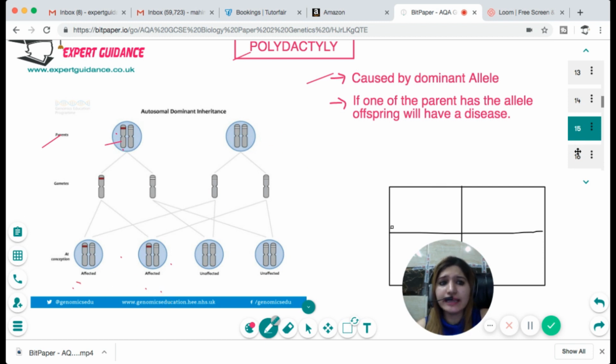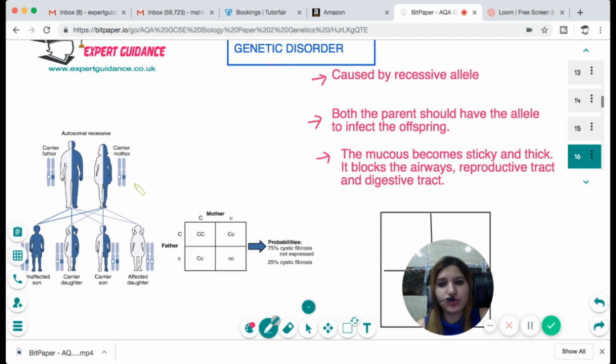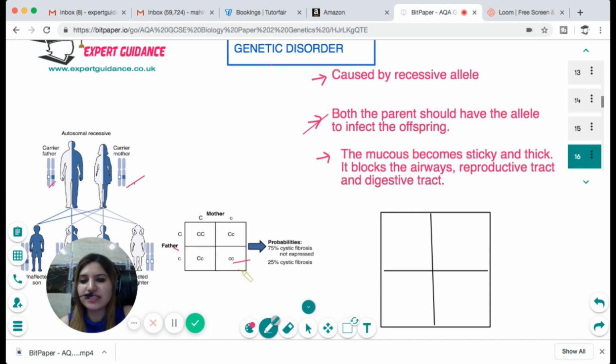On the other hand, cystic fibrosis is a recessive disorder. Now, for a recessive disorder, both the parents should have an allele to affect the offspring. Here, both father and mother are carriers. They had one allele each, and that made 25%, that is a quarter of the offspring, have cystic fibrosis. If only one parent had the allele, the offspring would not have the disease. They could be carriers, but they would not be sufferers. Now, cystic fibrosis is a disease in which a sticky, thick mucus develops, and it blocks the airway, reproductive tract, and digestive tract.